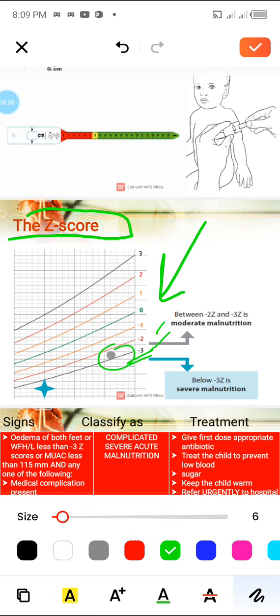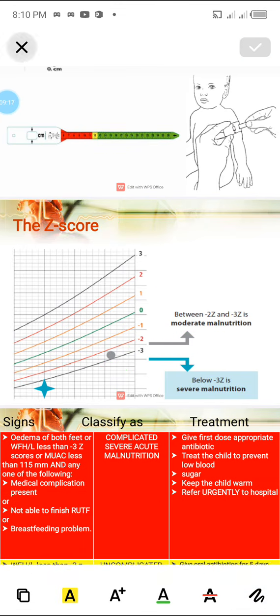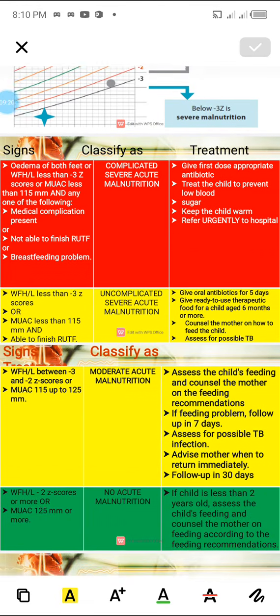So something less than -3 there, which is just below this portion here, meaning that the child is having severe acute malnutrition. Okay, so the gray there is for moderate, but the blue here is for severe acute malnutrition. So let's try to see how you can write it.